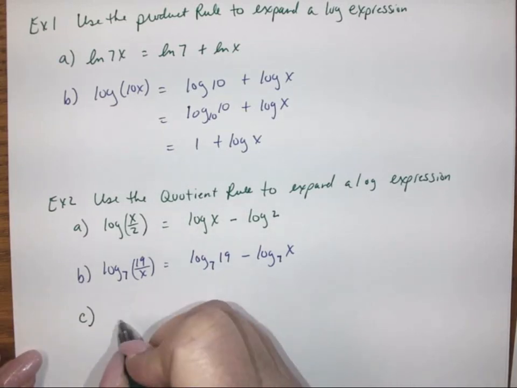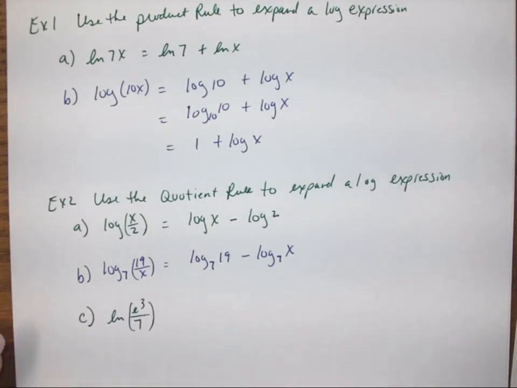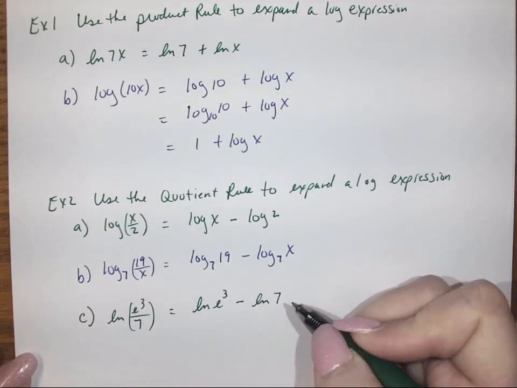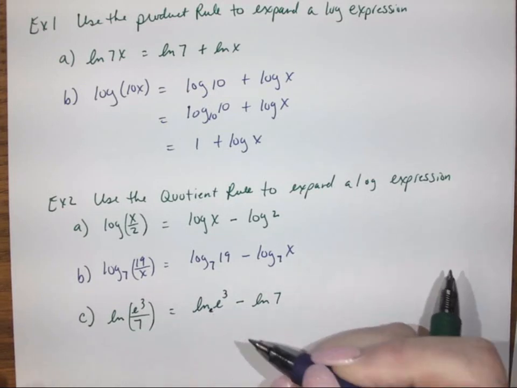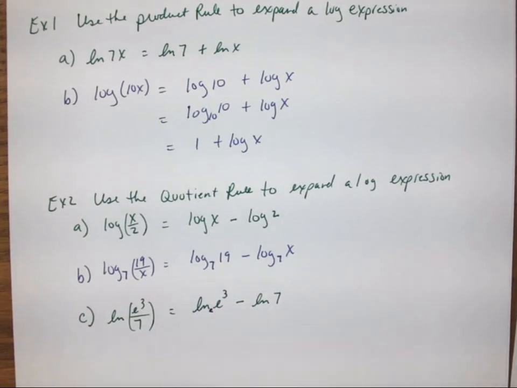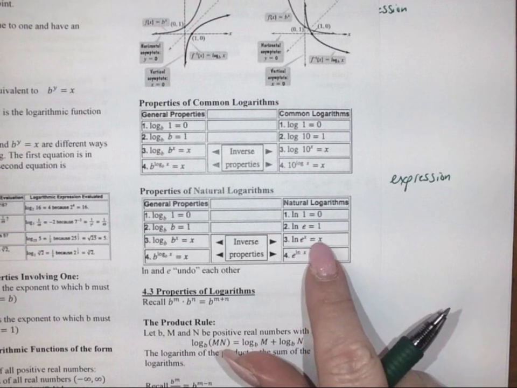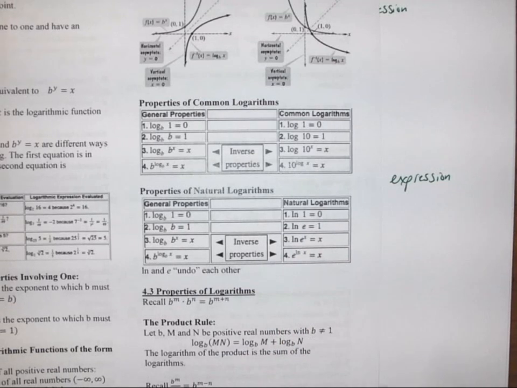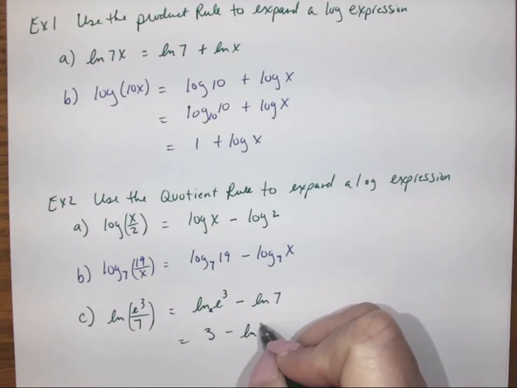For part C, we have the ln of e to the third over 7. Well, this will become the ln of e to the third minus the ln of 7. This is where you have to remember that ln's are a base of e. So now we have ln base e of e to the 3. If we have the ln of e to a value x, it's going to be equal to that exponent x, because those e's will cancel, just as we looked at on the previous one. So in this case, this will become 3 minus the ln of 7.